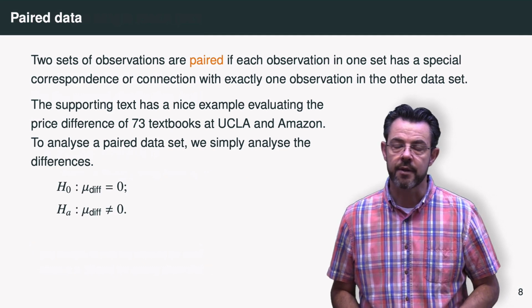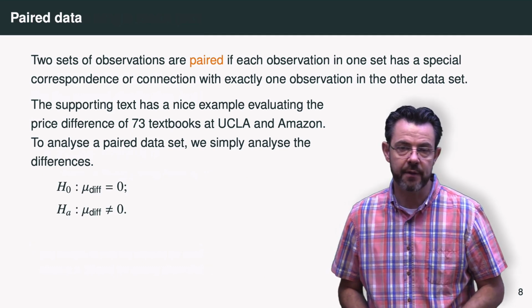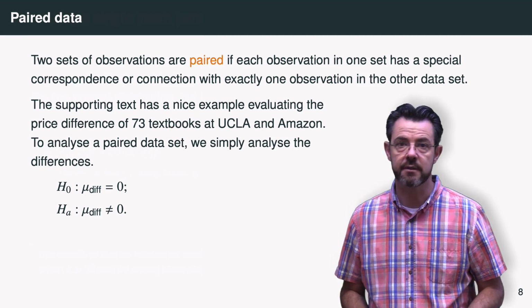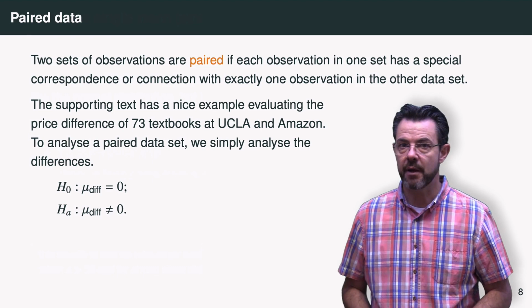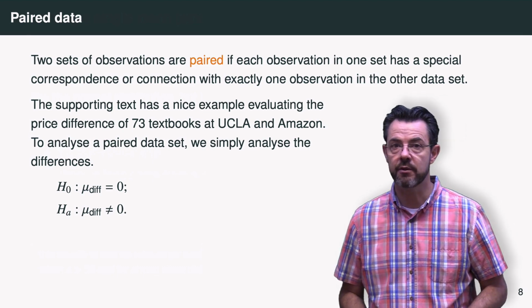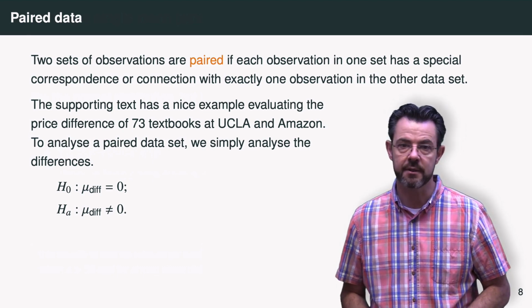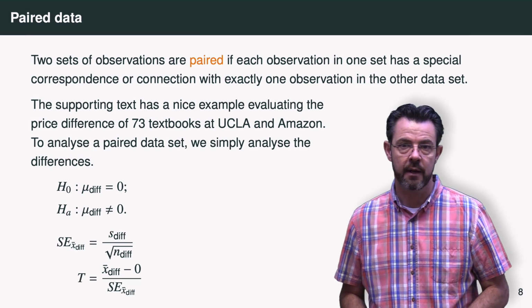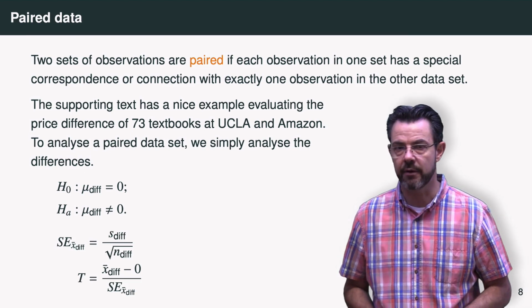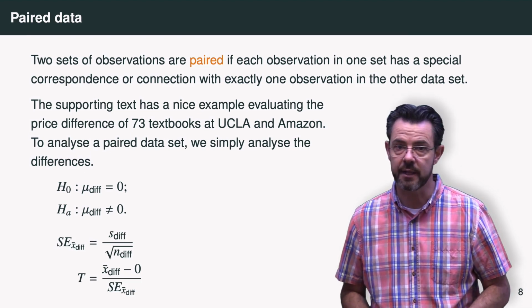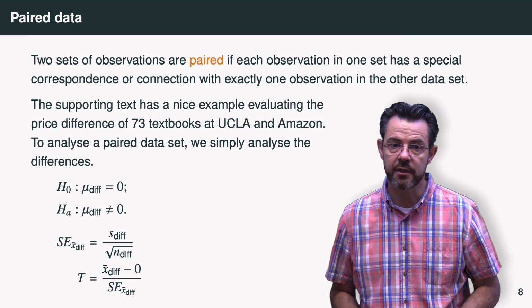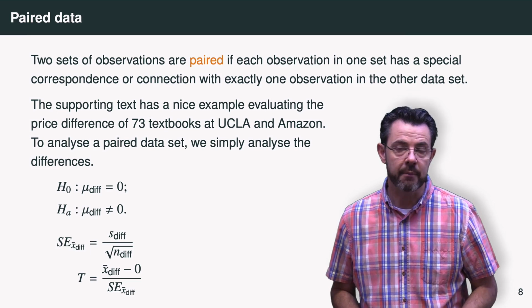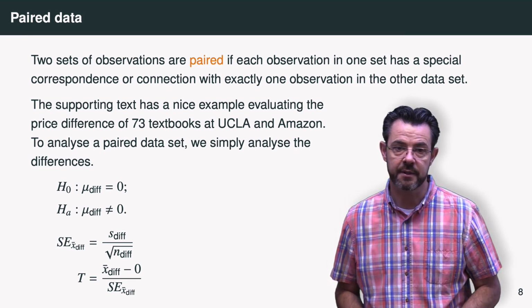Right. So then we can have a null hypothesis where we say that the difference in the two means is 0. And the alternative hypothesis would be that the difference between the two data sets, the mean of that difference, is not 0. And then we calculate the standard error of the difference in means as the standard deviation divided by the square root of the number of observations of differences that we have.